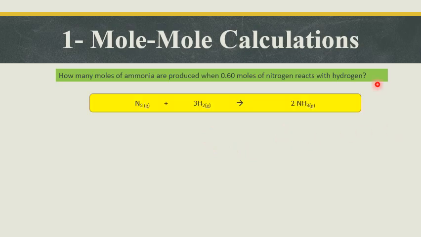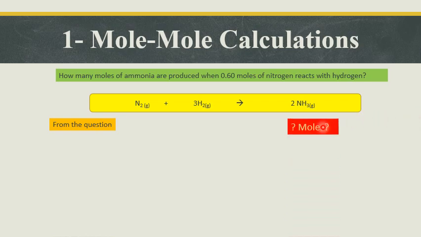Let's see. The same question: how many moles of ammonia are produced when 0.6 moles of nitrogen reacts with the hydrogen? So the same balanced equation, coefficients are 1, 3, and 2. So what I will do here is, from the question, write what is given just below the equation.